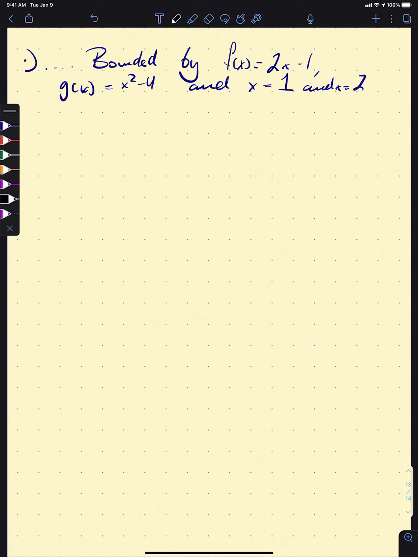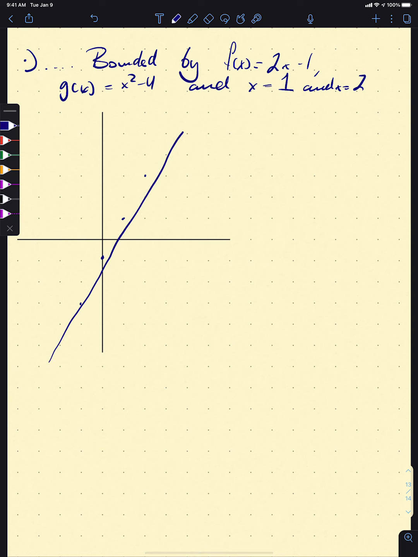Okay, so with these functions, it's often easiest to graph them before you try to do any algebra. And that's because the graph is going to tell you which function you should make, quote, the top one. So we know one of our lines is 2x minus 1. So we'll put some dots down and draw this graph. So this is 2x minus 1.